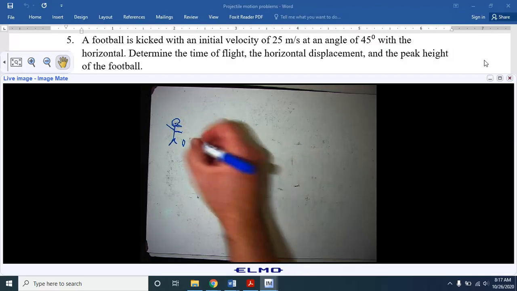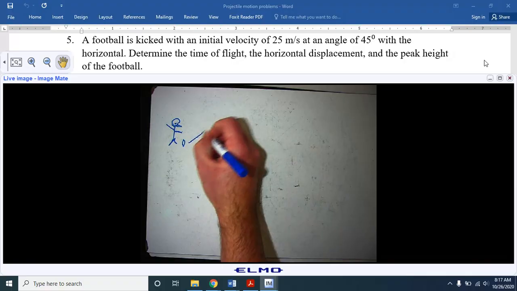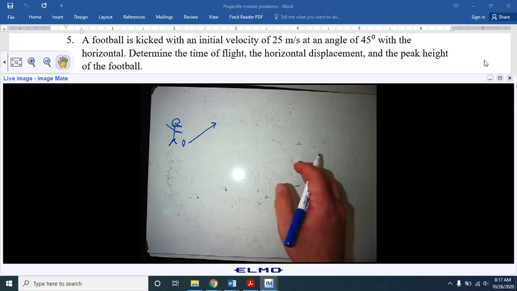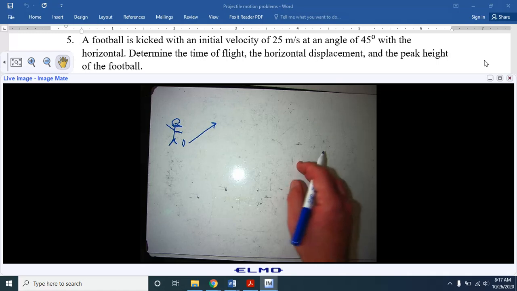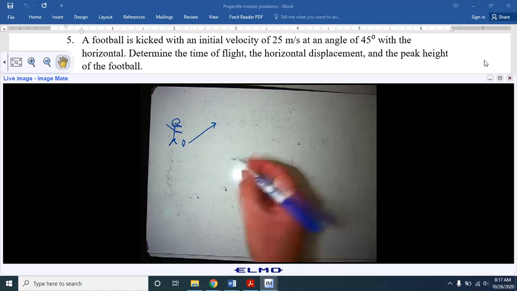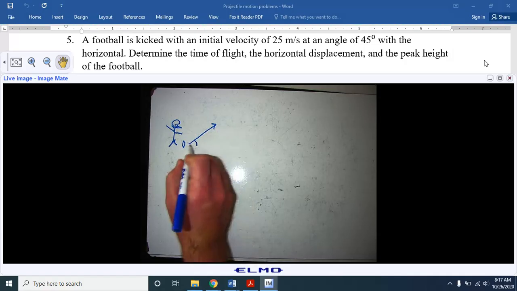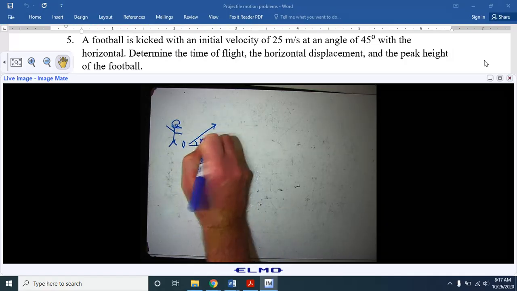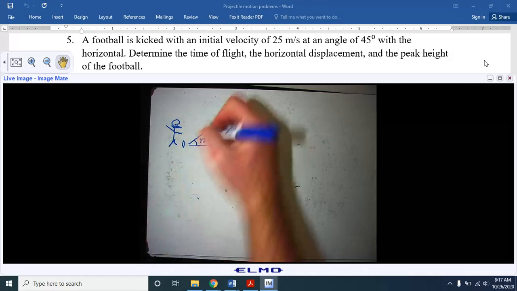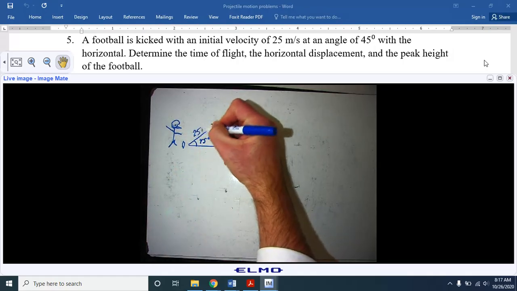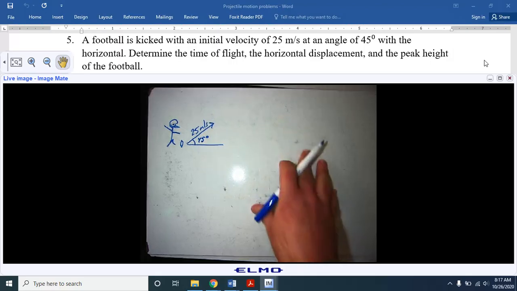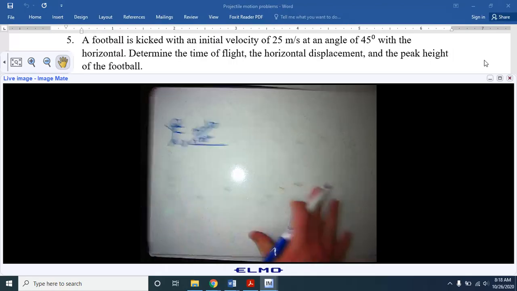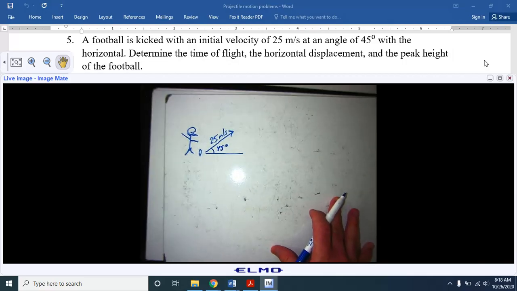Now we know that he's going to kick the ball at an angle like so. The ball's going to go at an angled flight. That's really what this is saying. We know that this angle here is 45 degrees, and we know he kicks with a speed of 25 meters per second. So that's our scenario.